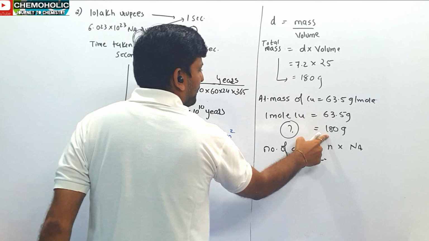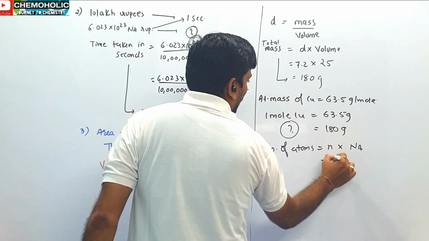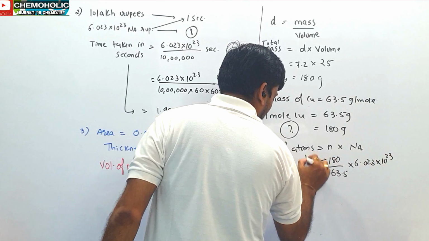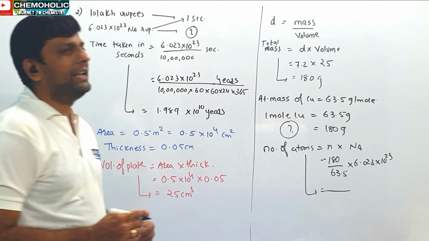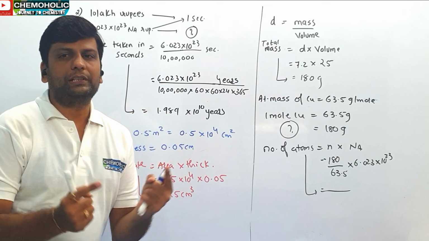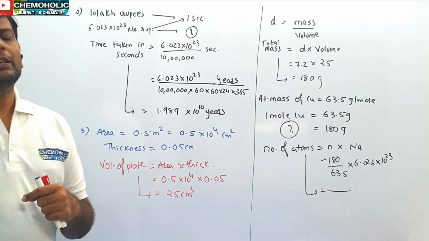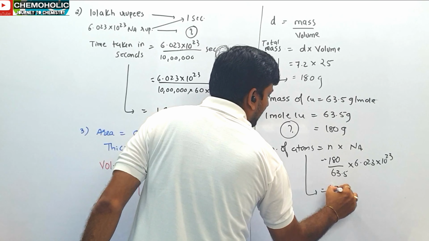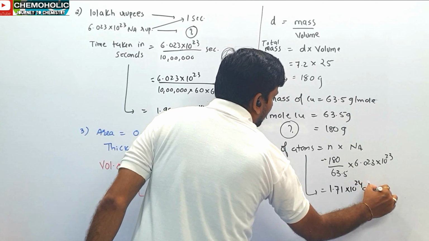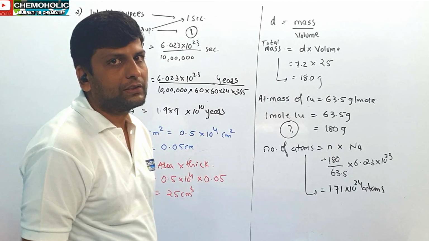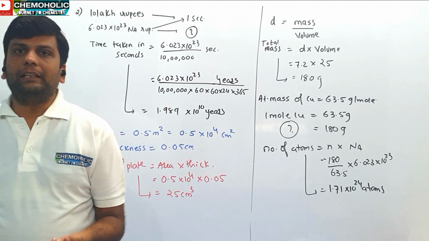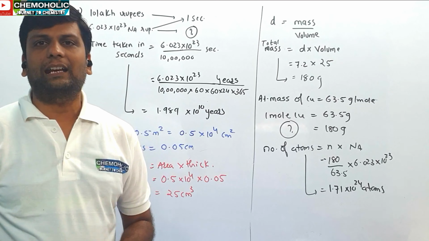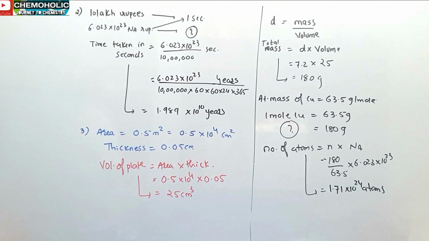You'll get the number of moles from here: 180 divided by 63.5, multiplied by Avogadro number 6.023 into 10 to the power 23. And here's the final answer, the number of atoms that is required to be deposited on its surface. Calculate it, you'll get an answer around 1.71 into 10 to the power 24. These are the total number of atoms required to be deposited on the surface of the plate. Wow, it's quite easy. As I say, numericals seem to be difficult, but if you use logic correctly, you will get the correct answer. Take a screenshot of this and moving on to number 4.